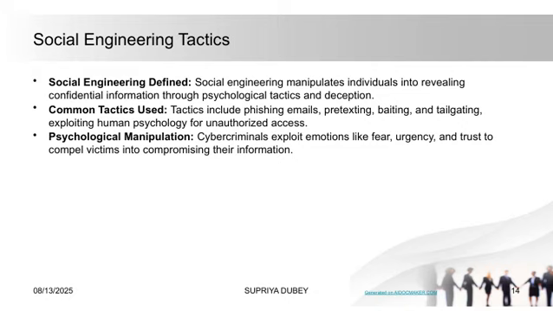What makes these tactics particularly effective is how they tap into our emotions. Cybercriminals often exploit feelings like fear, urgency, or trust. For example, they might create a sense of panic, prompting someone to act without thinking, or pretend to be a trusted authority to gain access.